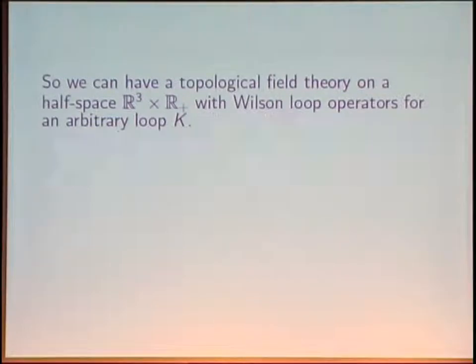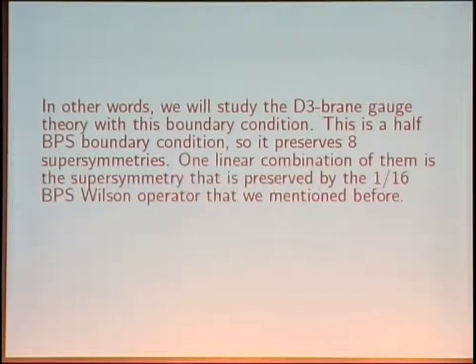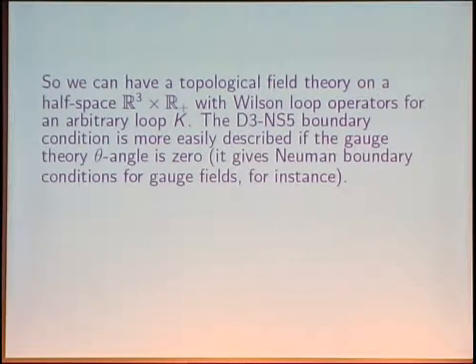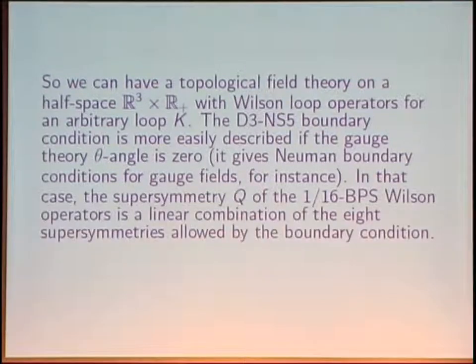Now, okay, actually, I made a slight misstatement. So this assertion here is true if the theta angle is 0. The D3 brane gauge theory has a theta angle. This boundary condition is more easily described if the gauge theory theta angle is 0. For instance, the boundary condition is just Neumann boundary condition for gauge fields, and every field obeys either Dirichlet or Neumann boundary conditions, or something simple at least. And then, if the theta angle is 0, what I told you is true, the supersymmetry of the 1/16th BPS Wilson operators is a linear combination of the supersymmetries allowed by the boundary condition.